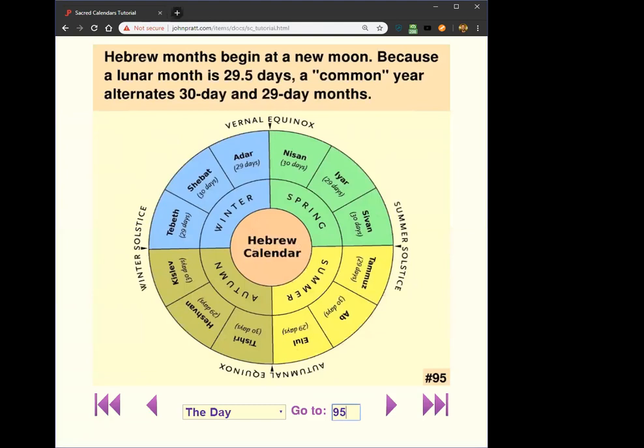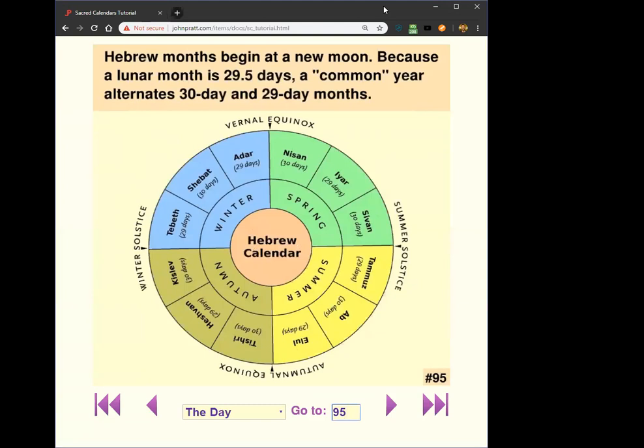So anyway, here's how they try to line up all of them. First of all, since a lunar month is about 29.5 days, they have what's called a common year that just alternates 30-day and 29-day months.